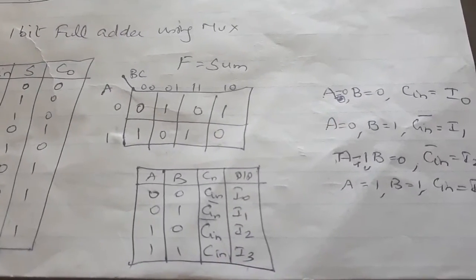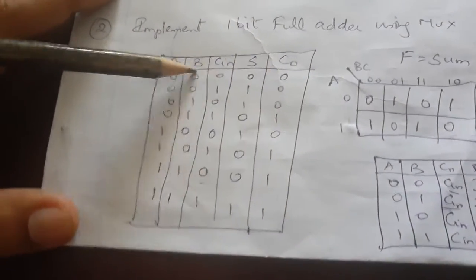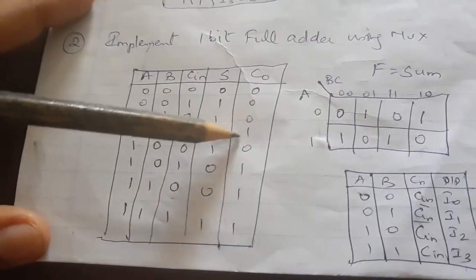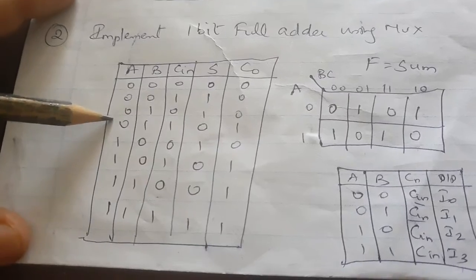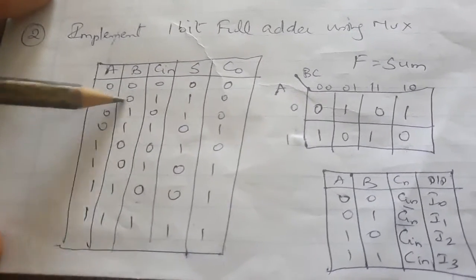First condition: A is 0, B is 0, the output is C, so this is I naught. Next, A is 0, B is 1. For the second condition, it is I1.